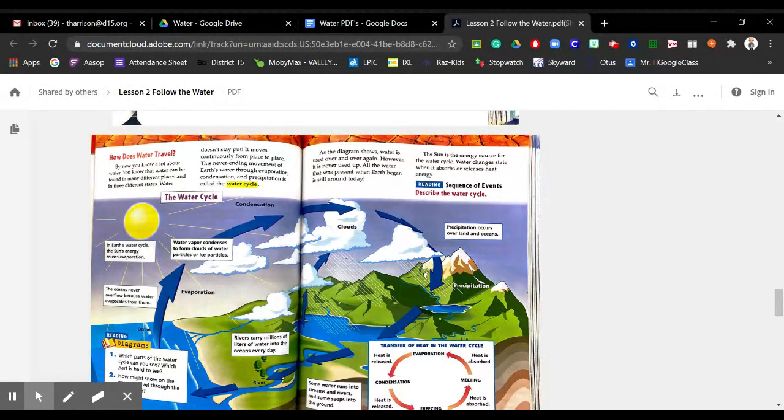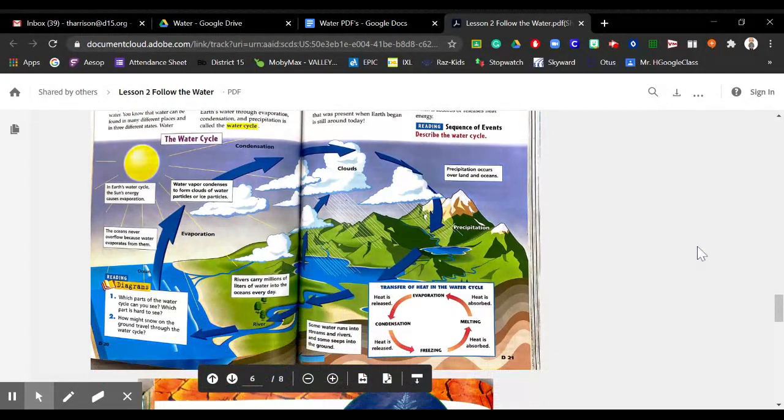As the diagram shows, water is used over and over again. However, it is never used up. All the water that was present when Earth began is still around today. The sun is the energy source for the water cycle. Water changes state when it absorbs or releases heat energy.